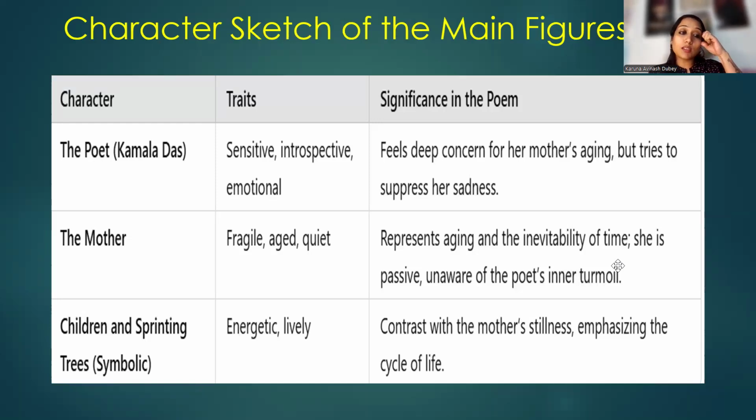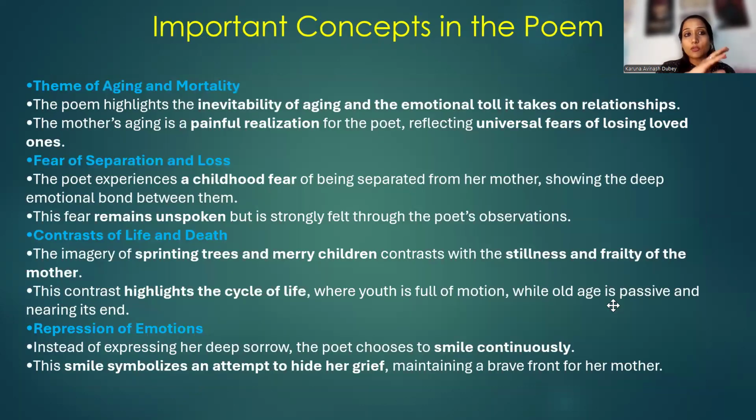Children and trees sprinting, they are in sharp contrast to her mother's stillness, emphasizing the cycle of life. Theme of aging and mortality है. Theme क्या है? Age and mortality. Men are mortal, they will die one day. So इस theme को has been explored. Fear of separation and loss भी है. The poet is scared to lose her mother. Contrast of life and death.